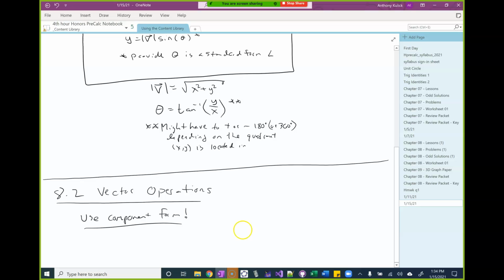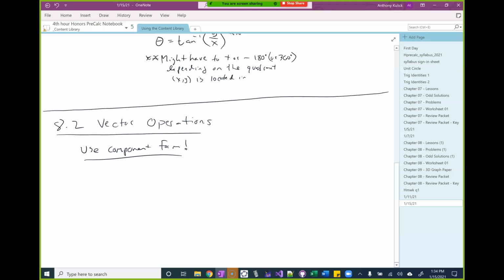So next we'll talk about vector operations, and the big thing to keep in mind when we're talking about vector operations is we're really just going to be using component form to do all of our vector operations. So that's something important to keep in mind. And you'll see why when we start defining how to do addition, subtraction, some of these multiplicative-ish operations, why component form is so nice, because really everything is very simple to do in component form. But we're just going to bulldoze through here and do a bunch of definitions.